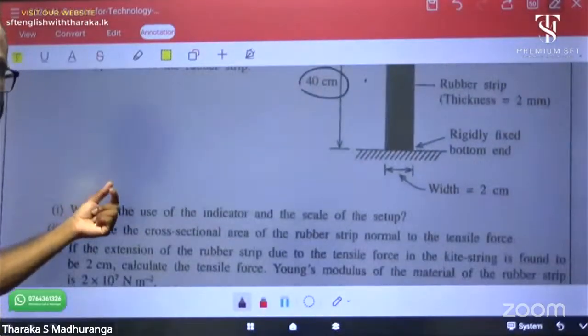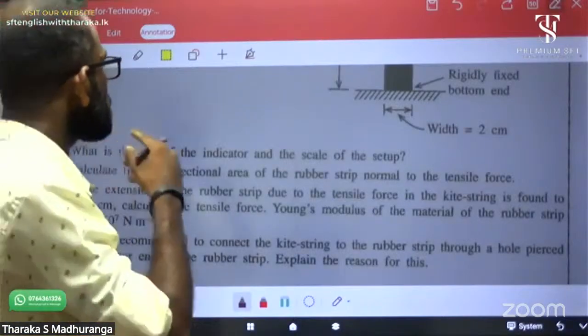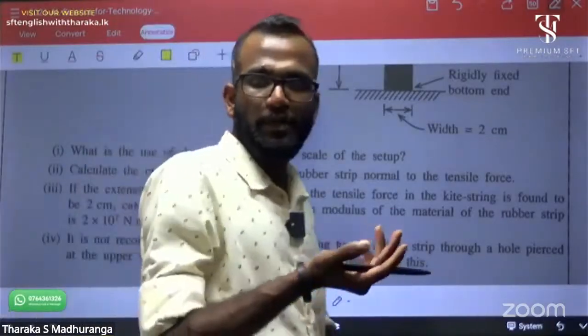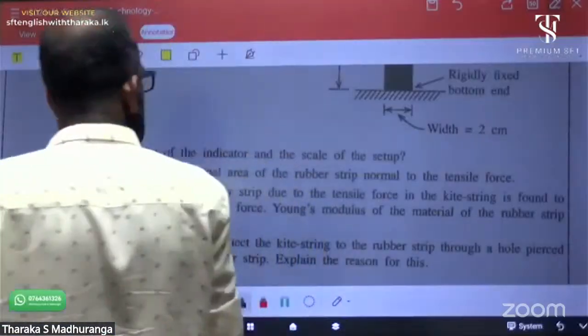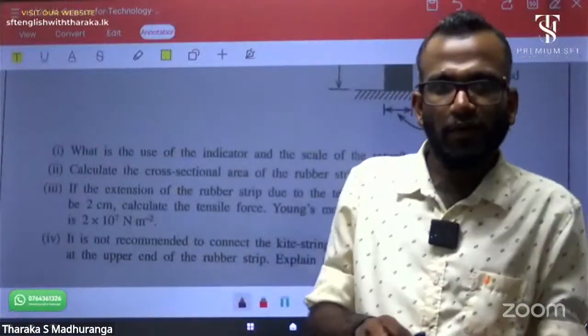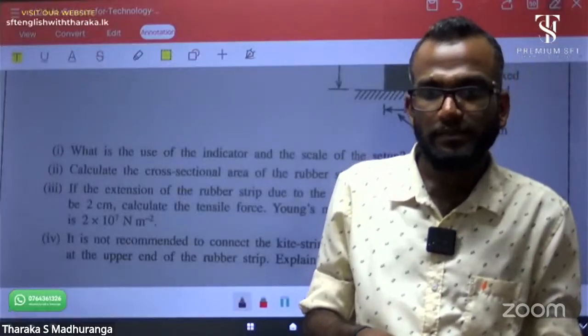You have to understand this. Okay, what is the use of the indicator and the scale of the setup? What's the purpose of adding the indicator?